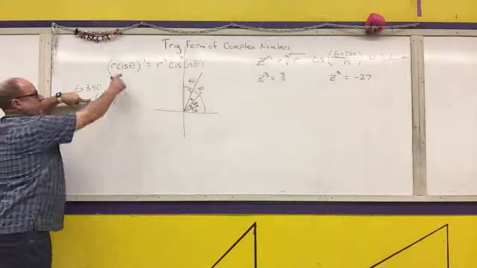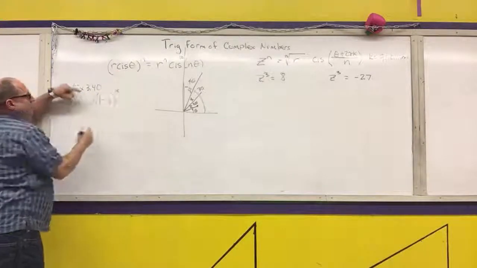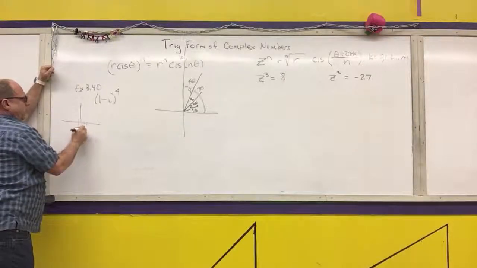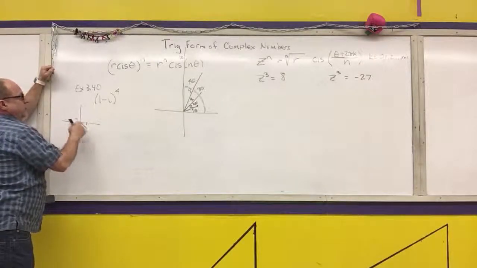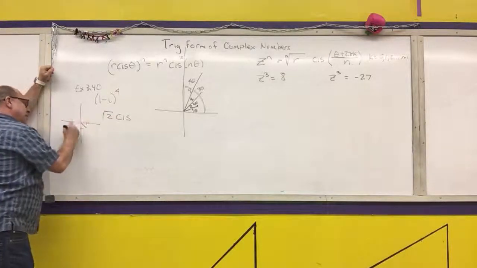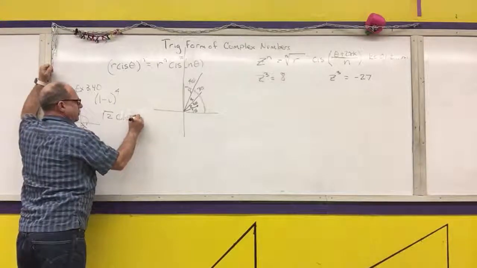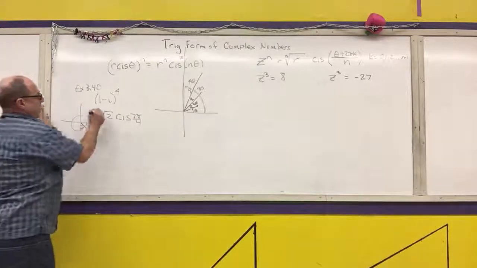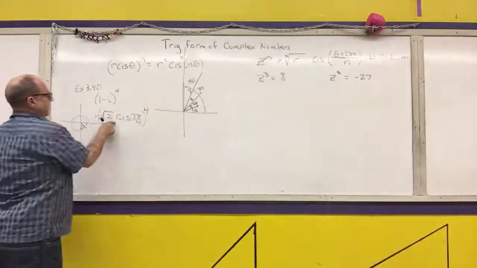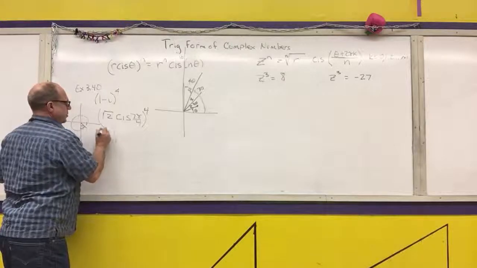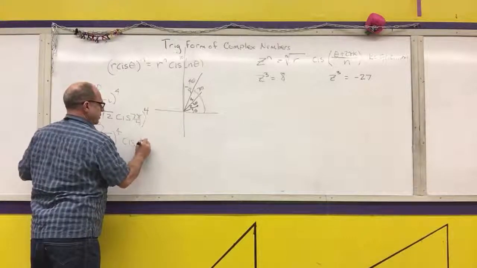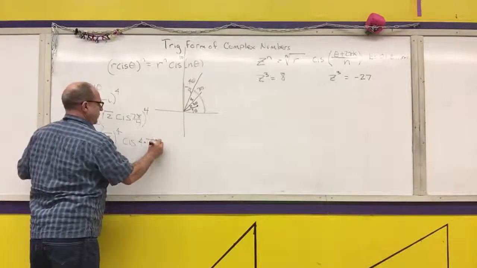So first thing I want to do is turn this into my trig form. So let's draw it. 1 in the horizontal direction, -1 in the y direction. So that's a 1, square root of 2. So r is the square root of 2, cis, and that is 7 pi fourths. Okay, and I'm going to take that, and I want to raise it to the 4th power. So that says take the square root of 2 to the 4th, cis 4 times 7 pi fourths.